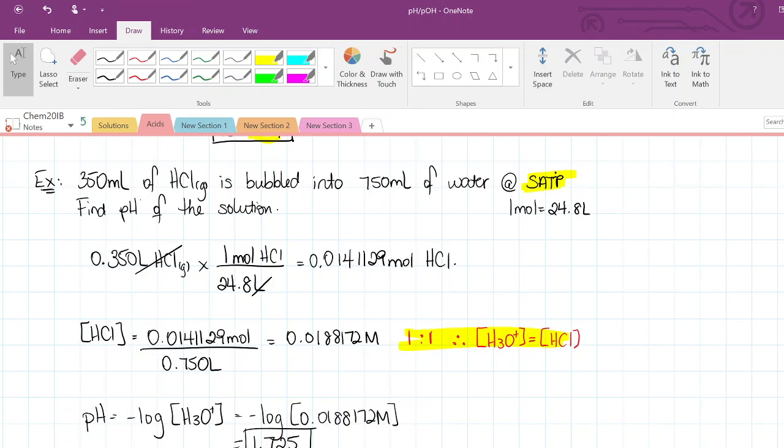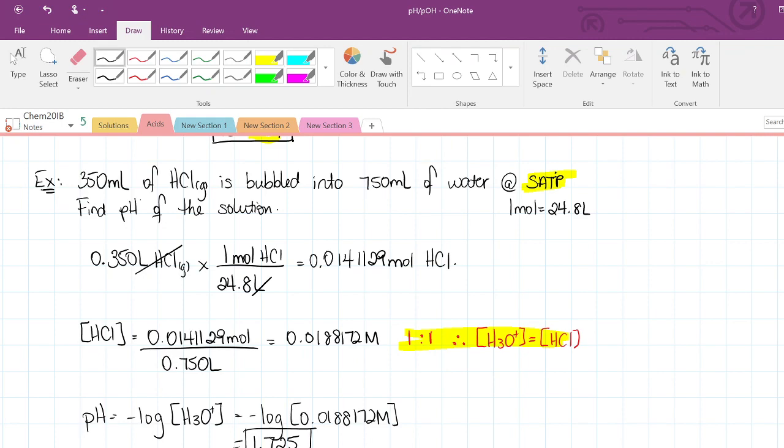Now I figure out, well, what's the concentration of the HCl? So I'm going to take this number of moles. I know that I made a solution with 750 milliliters of water. So I'll put moles on the top, liters of solution on the bottom, and I get 0.0188172 molar solution. Again, it's a 1-to-1 ratio, so the concentration of the solution doesn't help me.